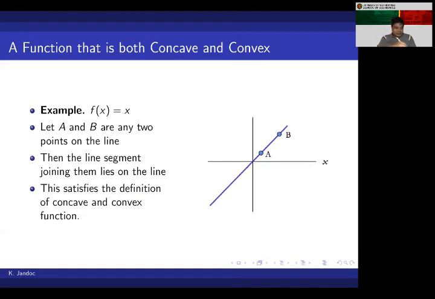So here in this case, because every 2 points here is on the graph, join these 2 points, say C and D, it's still on the graph. Join another 2 points, say E and F, the line connecting them is still on the graph. Then this satisfies the definition of both concavity and convexity. So therefore, this is a function that is both concave and convex.